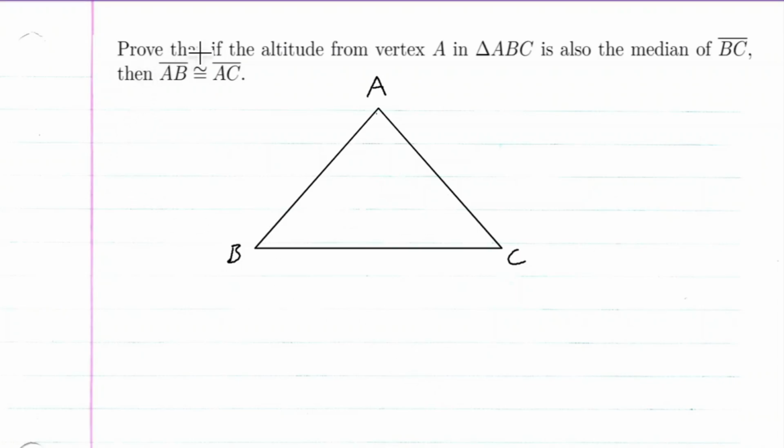Okay, so we're going to prove that if the altitude for vertex A in triangle ABC is also the median of BC, then AB is congruent to AC. So let's go ahead and start the proof. Okay, so let's go ahead and draw that line.